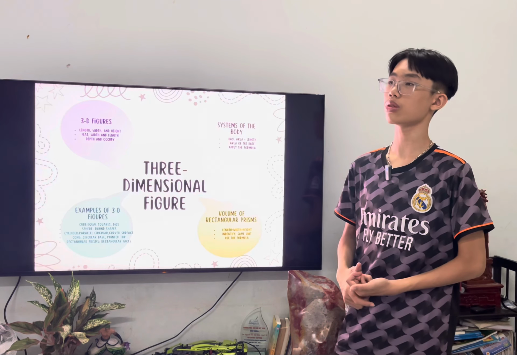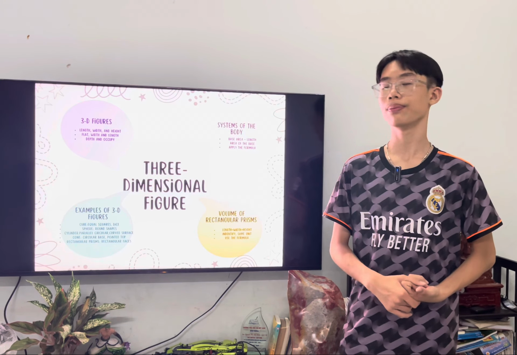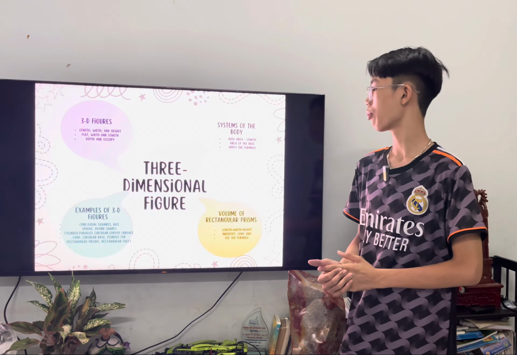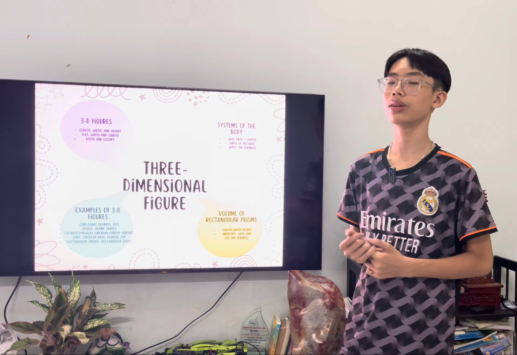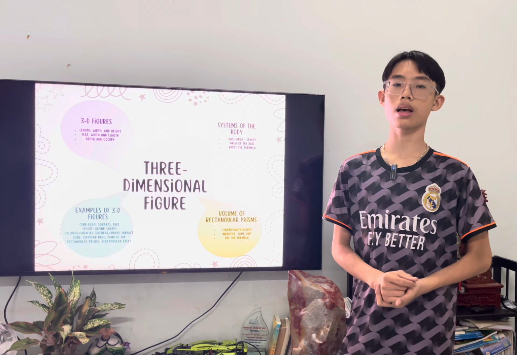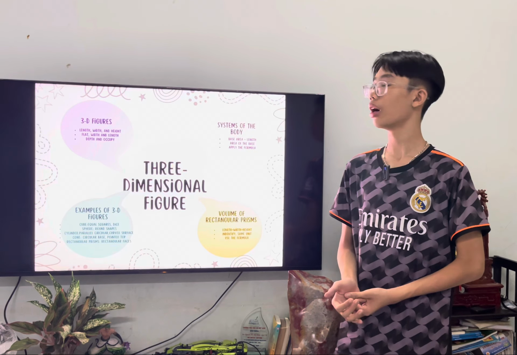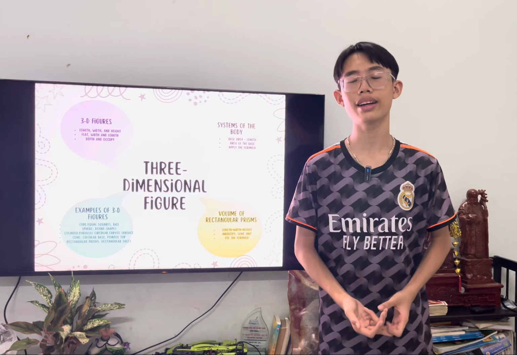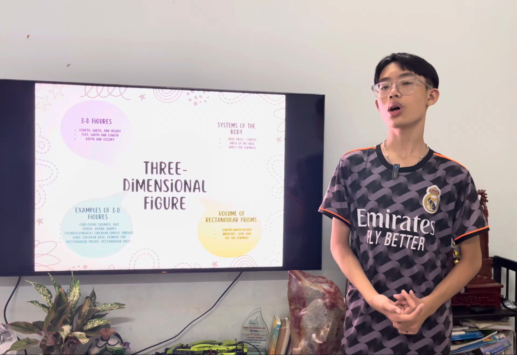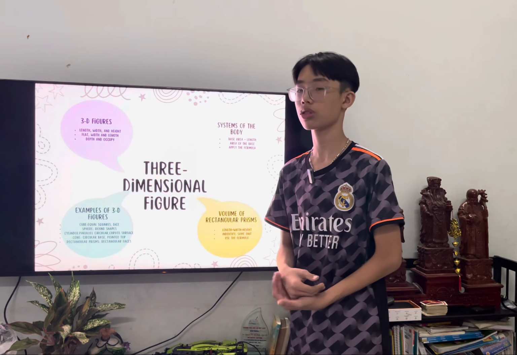And the second step is, when we have already found the area of the base, we just need to apply the formula. We use the area of the base multiplied by the length, and then we'll have the volume of the triangular prism. So I just told you about three-dimensional figures.